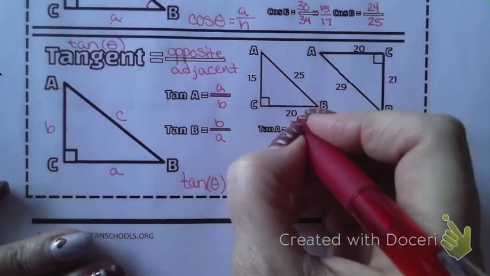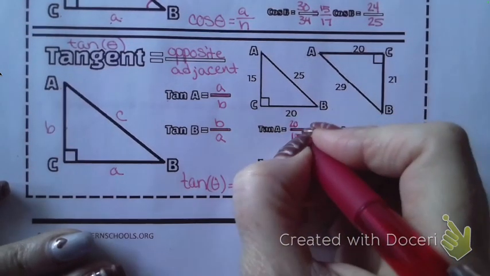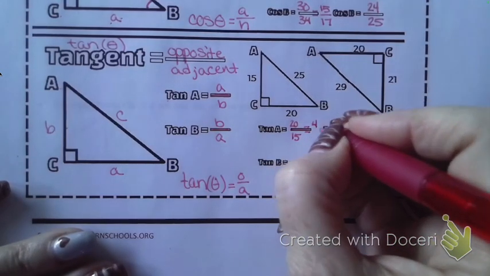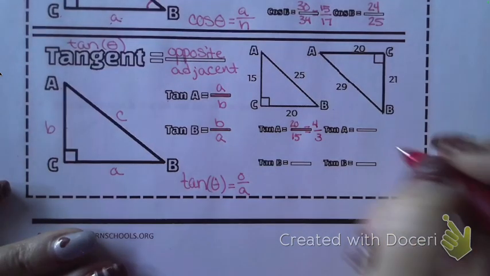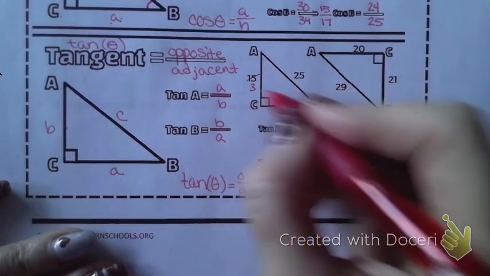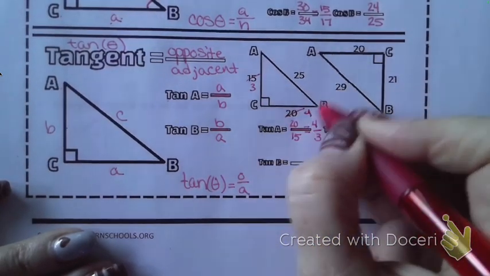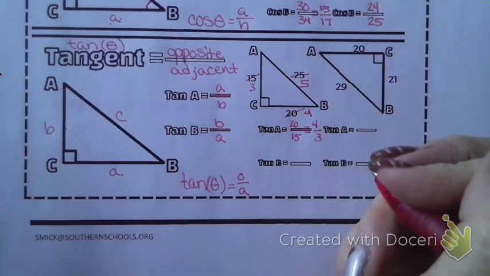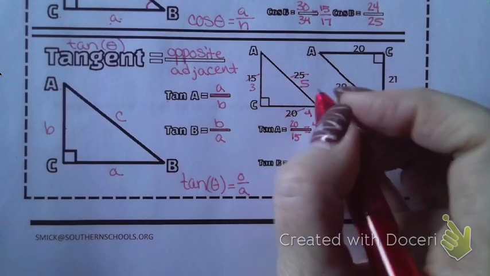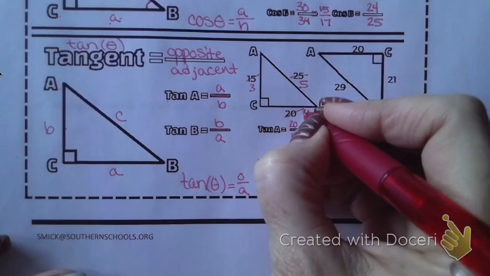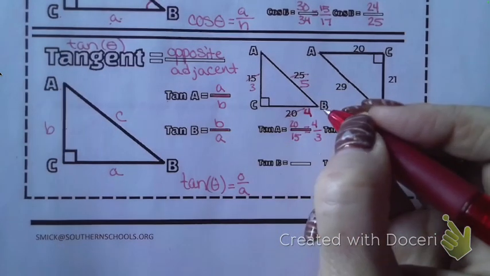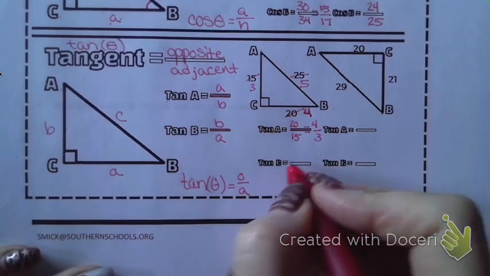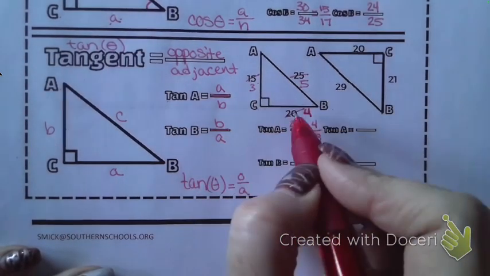Okay, so tangent of A. 20/15. So you guys didn't want to reduce yet. So it equals 4/3. I would have taken a 5 out. If I can reduce, I do it now, because then half the time you guys forget to reduce, don't you? Okay, tangent of B. 3 over 4.